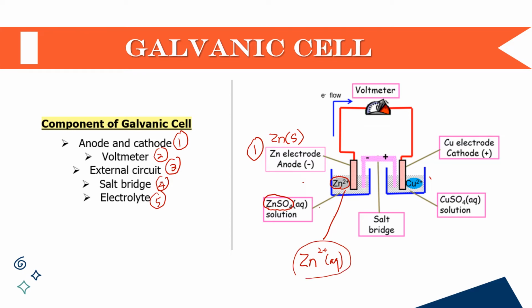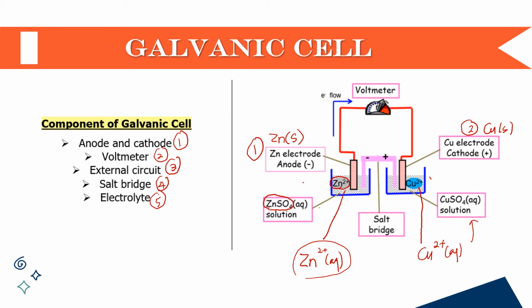And then the second electrode over here is copper, copper solid. So the compatible ion electrolyte for copper solid is copper 2 plus aqueous, and this can be found from copper sulfate solution. If you look over here, usually we will draw on the left hand side our anode, and on the right hand side our cathode.